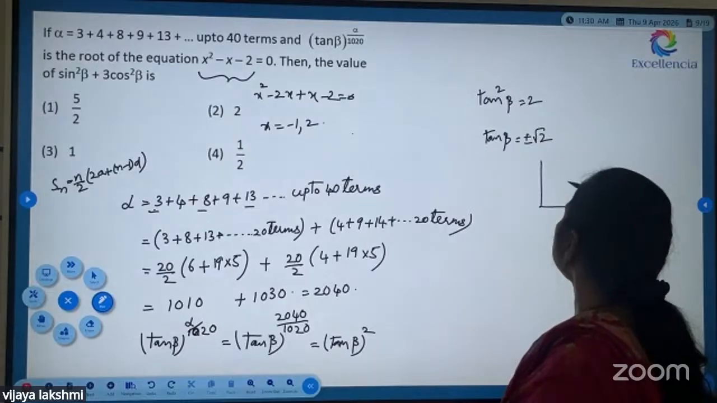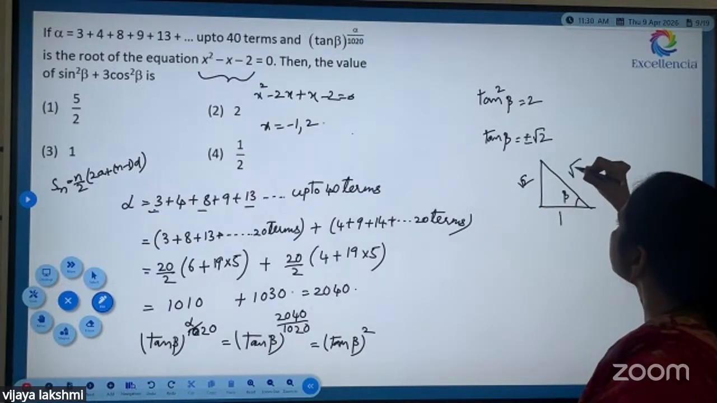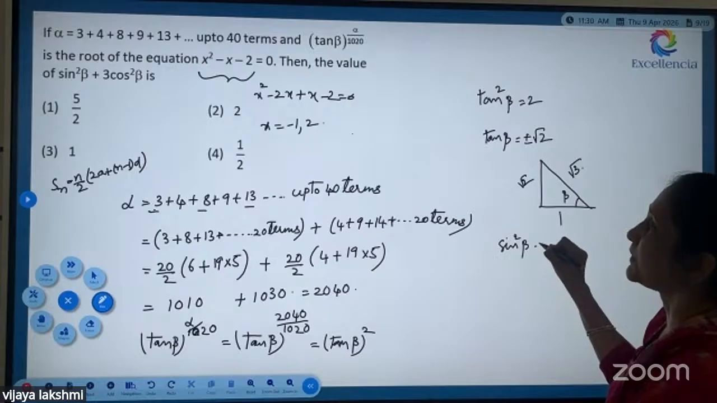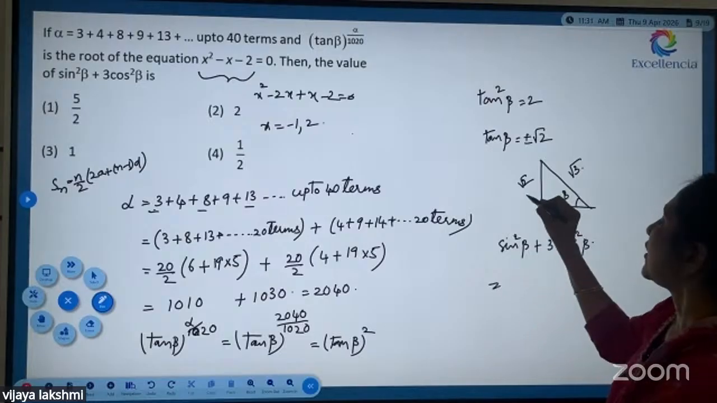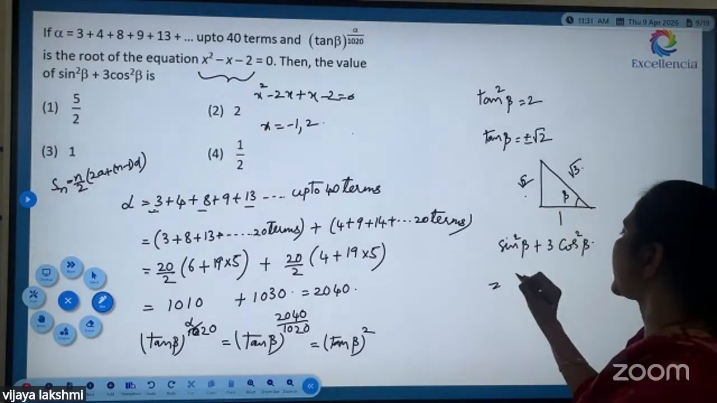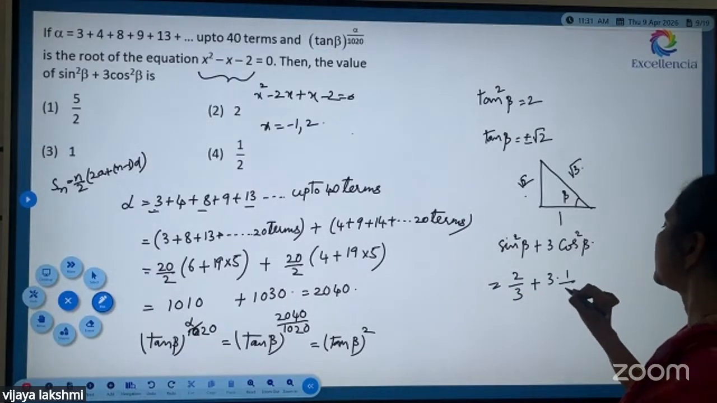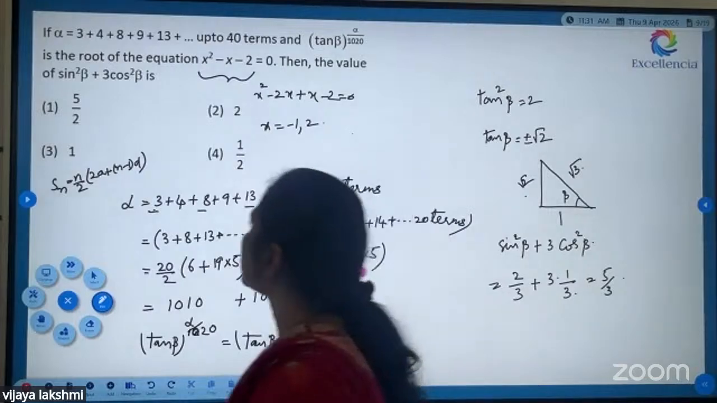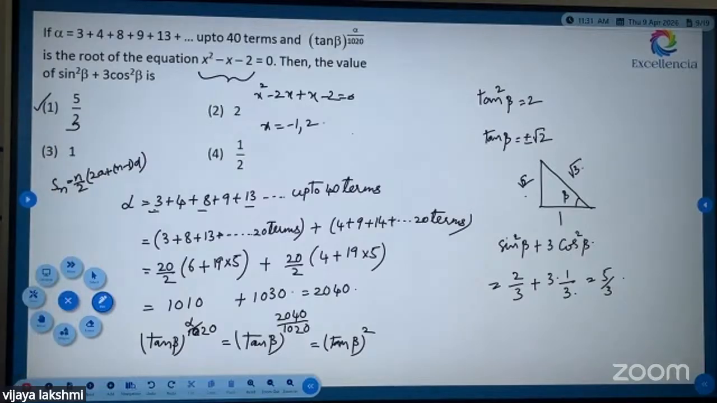Suppose we take a triangle, and to find sin beta and cos theta, here we get the opposite side, and here we can write the square. Now they are asking us to find sin square beta plus 3 times cos theta. Sin is opposite by hypotenuse, 2 by 3, squaring, 2 by 3 square. Plus 3 into 1 by 3, and what is the answer? 5 by 3 is the answer. This is a memory based question.